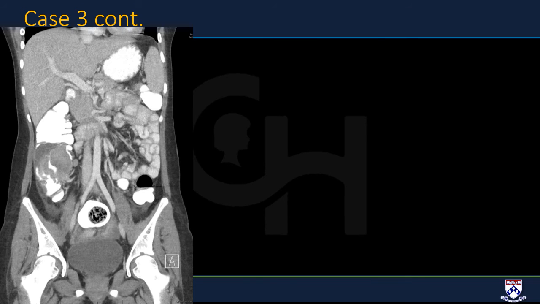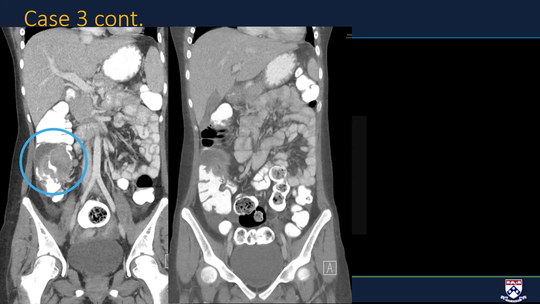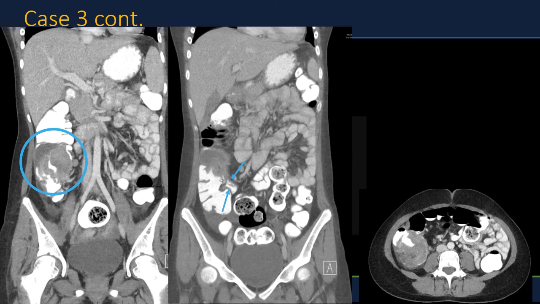Since she presented in the emergency department, a CT was performed. This is a coronal image demonstrating a large mass within the region of the cecum. It has the appearance of the terminal ileum, and you think this is thickening of the ileocecal valve. But here is another coronal image that shows that the terminal ileum is normal. So this is really just a large colonic mass.